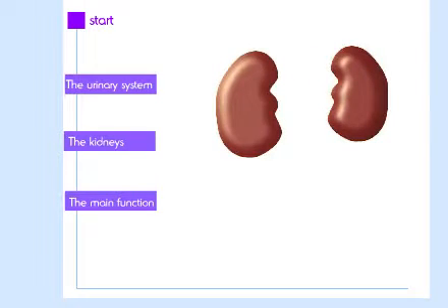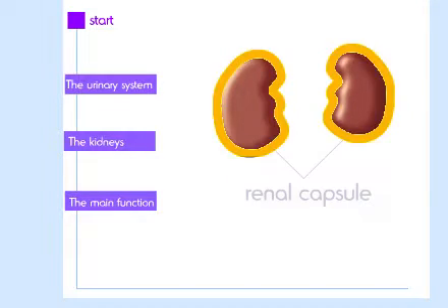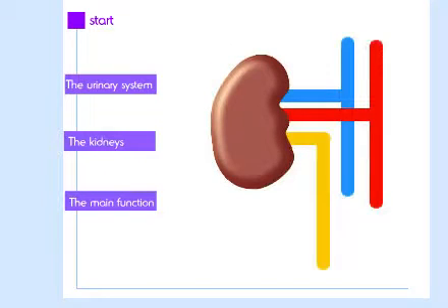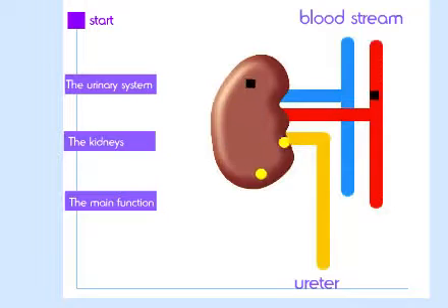Each kidney is roughly 10 centimetres long and 5 centimetres wide and is encased in a fibrous outer capsule called the renal capsule. The main function of the kidneys is to control blood volume and composition. They do this by filtering the blood to remove waste products, salts and water. These are secreted in the form of urine.